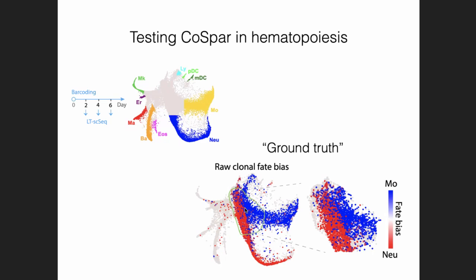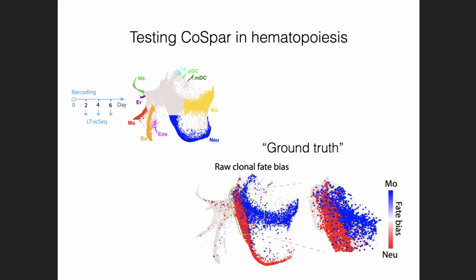the original data looking at every cell and mapping what it's going to do later. So the red cells are ones which will end up giving rise to a neutrophil, and the blue cells will end up giving rise to a monocyte at some later time point. We can also zoom in here. So I'm going to use this as a ground truth. Of course, it's not a perfect ground truth because it in itself has some experimental error. But what I can now do is try to destroy this data set in different ways and see whether I can still recover the data.